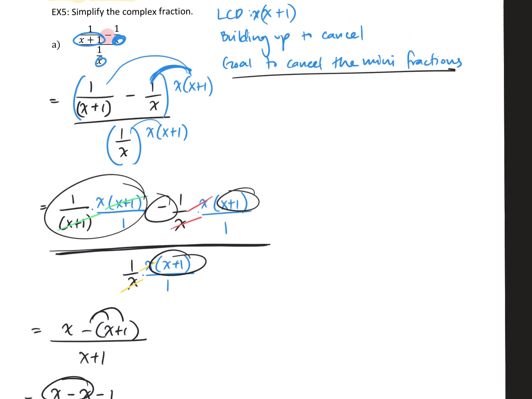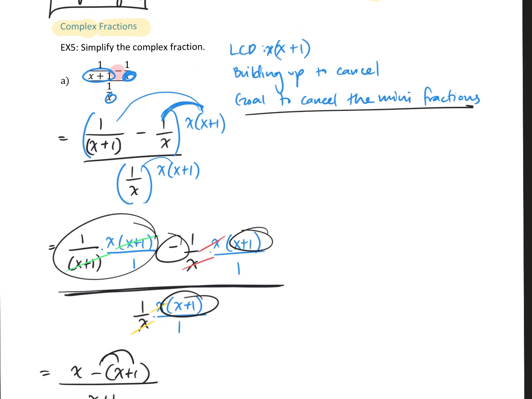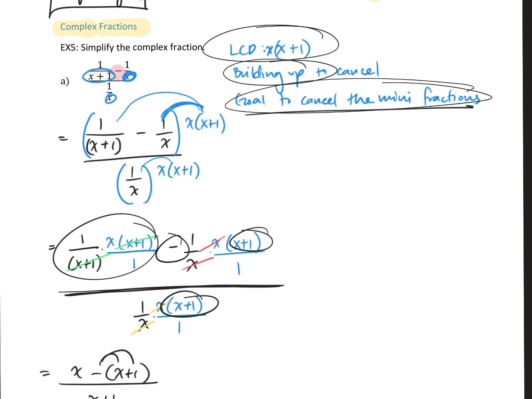Not too bad if you just remember the plan. Again, the plan when you see a complex fraction: first discover the lowest common denominator. Then you're going to use the building up property to cancel out the mini fractions. Once you've done that, simplify.